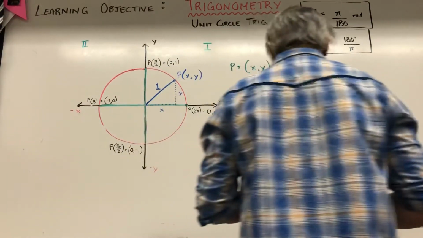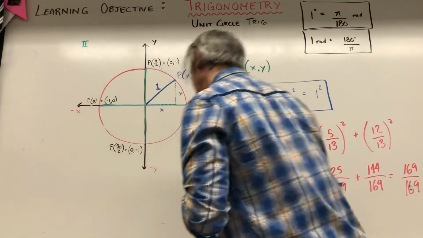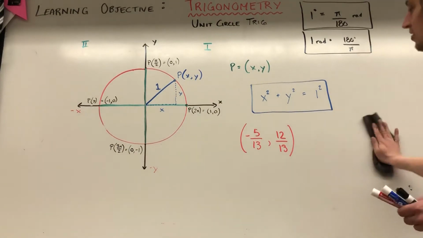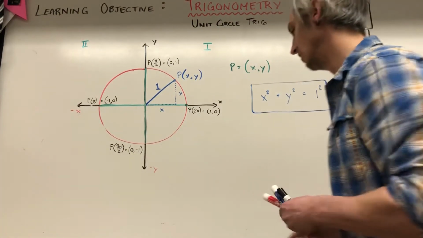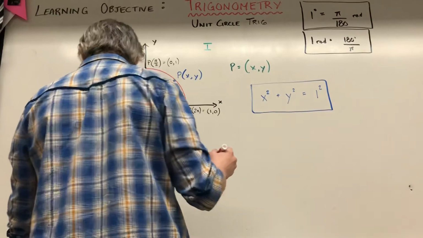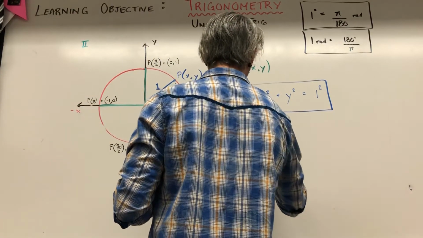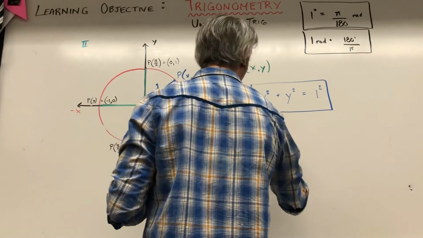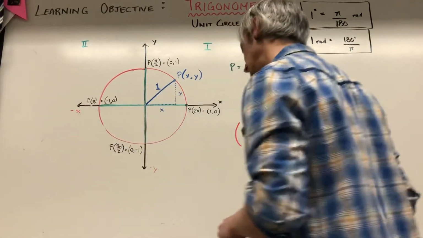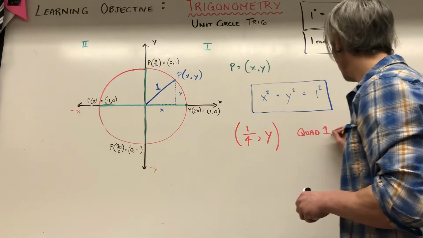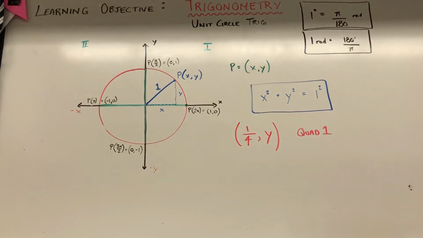So that's that. So what if they told me to figure out some coordinates? Okay, so this was just figuring out if coordinates were on the circle. What if they said, okay, you have a coordinate of 1 over 4 for your x, and it is in quadrant 1. What is the y coordinate?